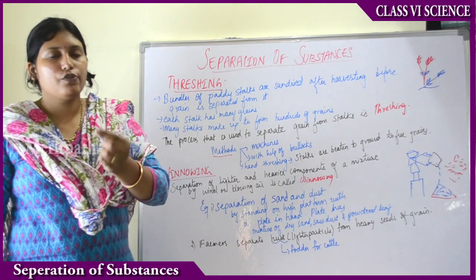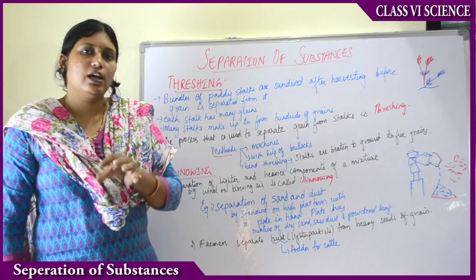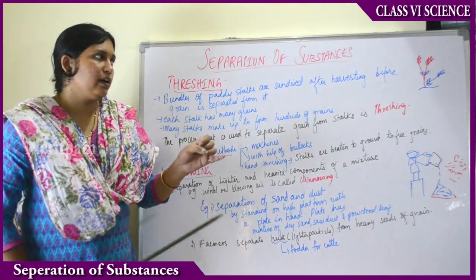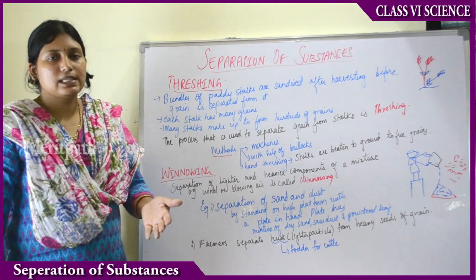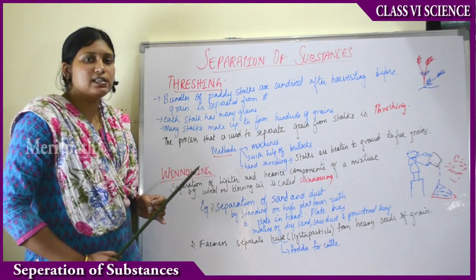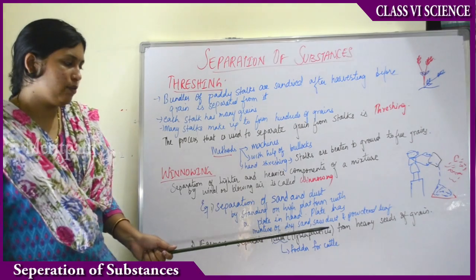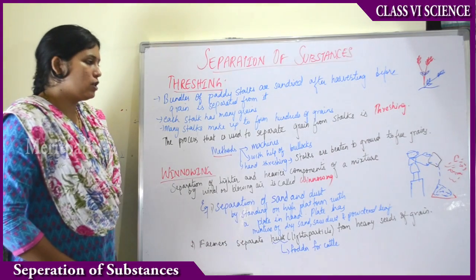A grain of wheat or rice will be covered with a brownish, yellowish colored husk, right? That is a dried skin-like thing. When the plant is young, it will be greenish in color when the grain is with the stalk. But when the grain is sun dried, this husk will become brownish in color. So this lightweight husk particle will be separated from the heavy seed of grain by the process of winnowing.